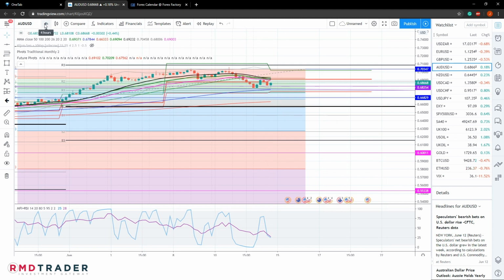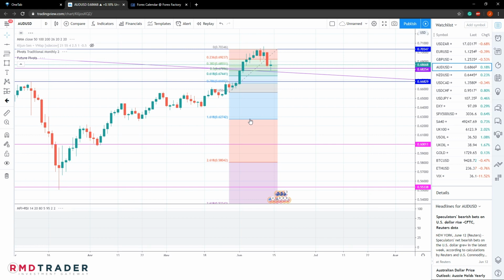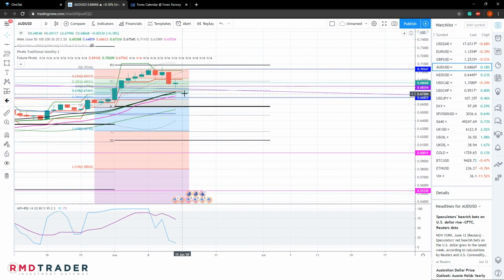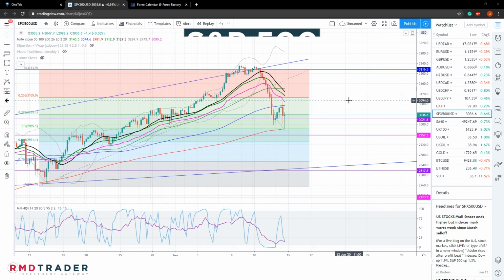Just going back to the daily time frame, looking at the areas of additional support, our 20 SMA on the daily as well as our new weekly R1 pivot is sitting on this 0.675 area. So that would be the areas to look out for, with even stronger support sitting on our monthly pivot level at 0.657. Now looking at the US 500.